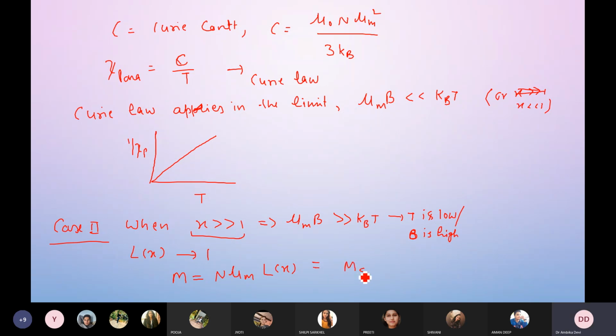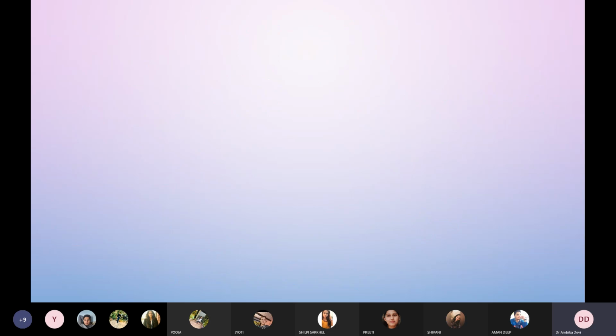Ms, saturation magnetization, right? So in this situation, when the temperature is low or the applied magnetic field is quite high, what will happen? All the dipoles will be aligned in the direction of the magnetic field, and therefore the magnetization will be stabilized. Now there will be no change in the magnetization at all. So this is called saturation magnetization, Ms, right? So this is the situation.